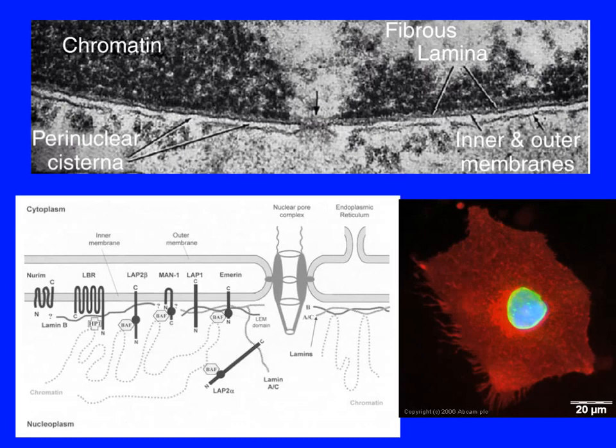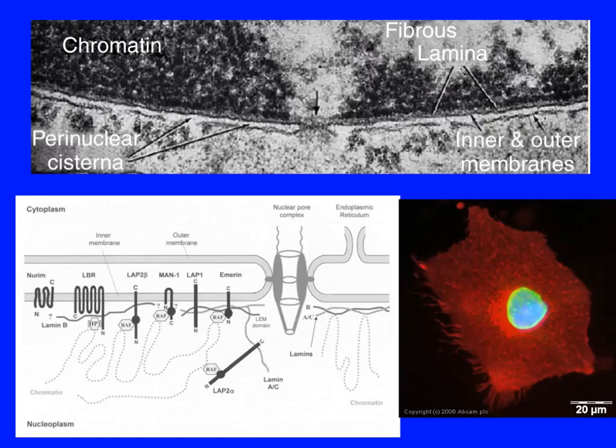So the lamins are on the internal surface. This is the outside of the nucleus and this is the inside. What's chromatin? It's proteins plus DNA. Our DNA is covered in proteins. Do you know what the proteins are? Histones. And that links it to the nuclear lamina, which has the lamins on it.